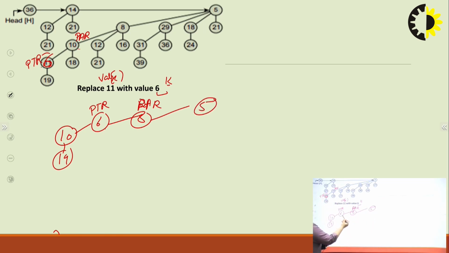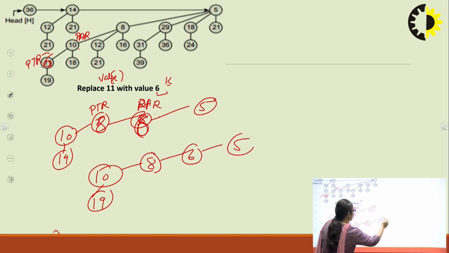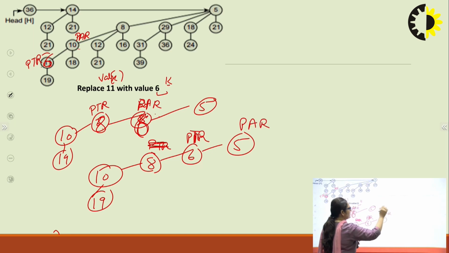Again, we have to compare ptr with the value of its parent. Here ptr is again less than its parent node, so again we have to swap them. Here comes the 8 and here comes the value 6. After swapping, we will get 10 here, then 19, here we will get 8, here we will get 6 and here is 5. Now the current ptr will be this and par will be this. Again we have to compare the value of ptr and par.